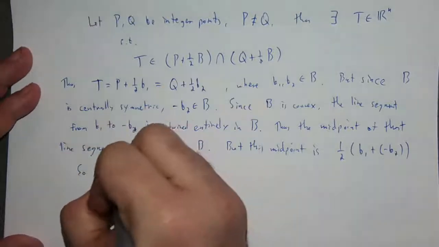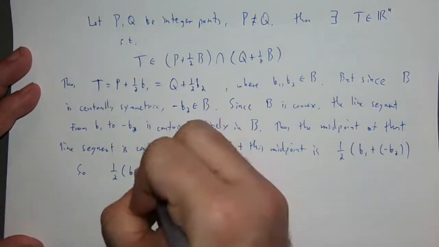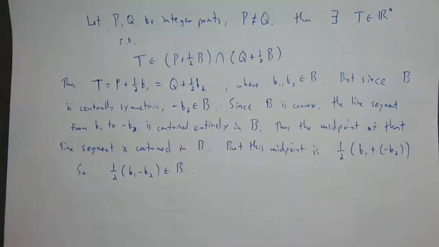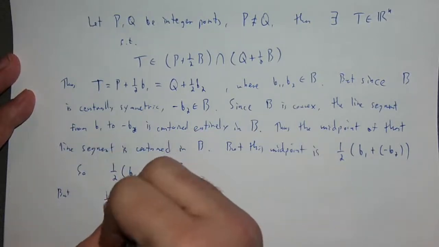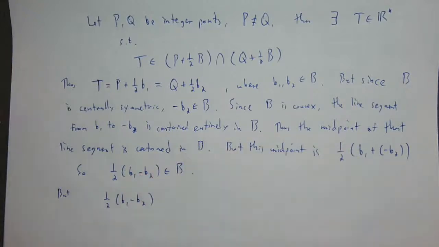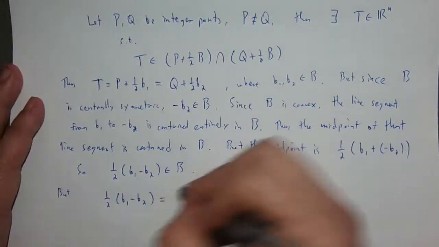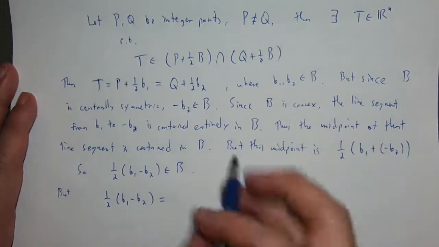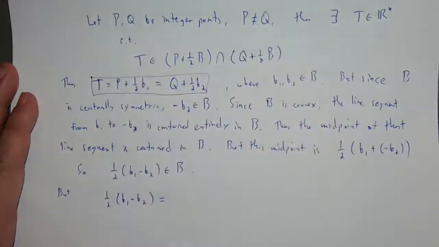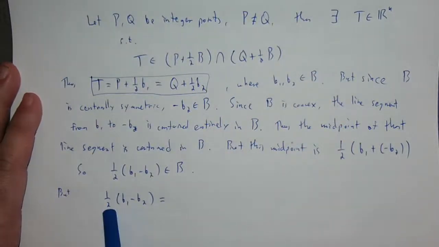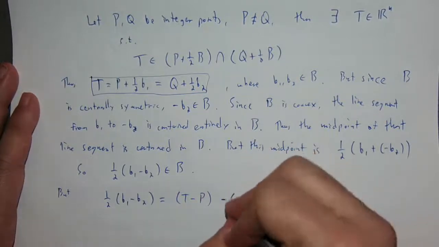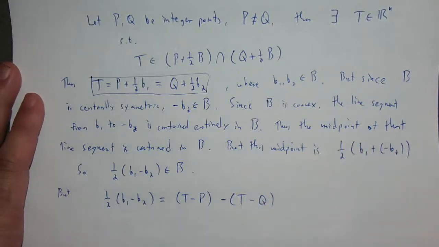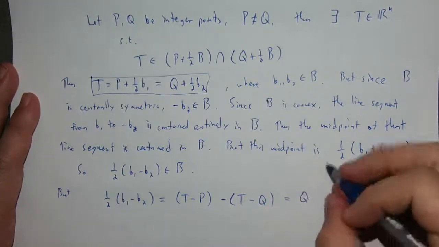So 1/2 times b1 minus b2 is in B. But also, so here's two ways of writing t. Another way of writing 1/2 times b sub 1 minus b sub 2 is as t minus p minus t minus q. But that's q minus p.